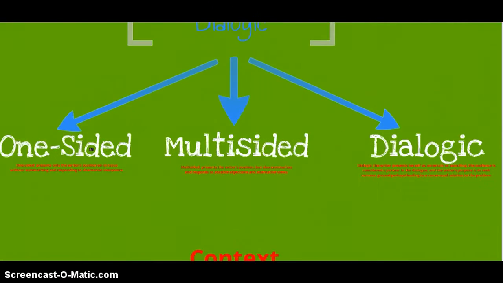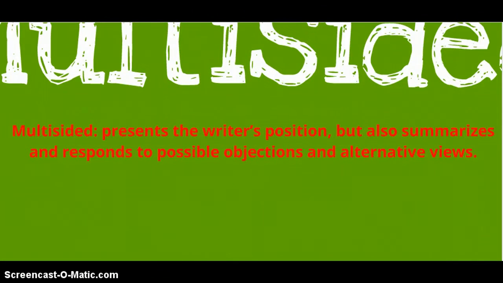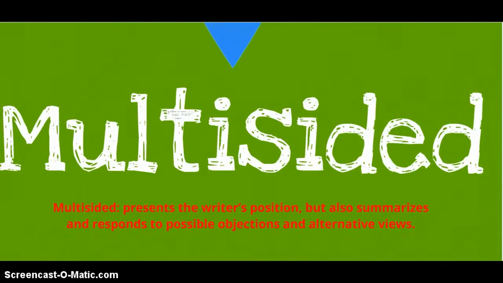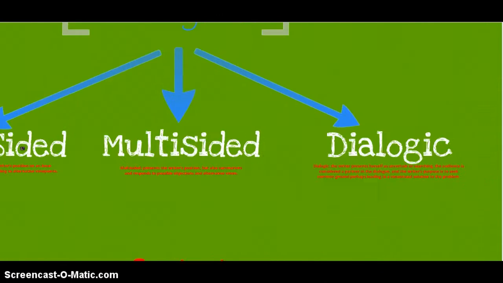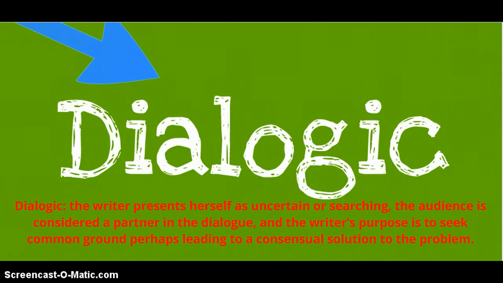Multi-sided arguments, on the other hand, present the writer's position but also summarize and respond to possible objections and alternative views. Finally, dialogic arguments are arguments in which the writer presents him or herself as uncertain or searching, and the audience is considered a partner in the dialogue, and the writer's purpose is to seek common ground, perhaps leading to a consensual solution to a particular problem.